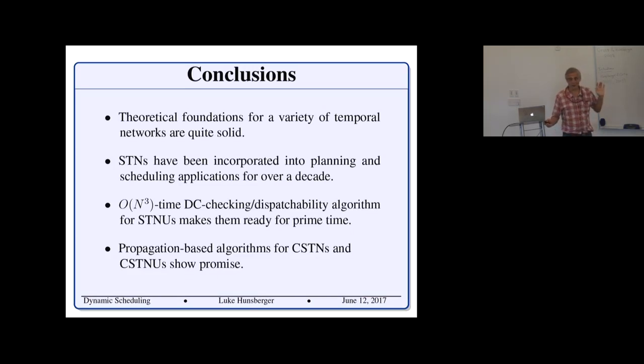So, theoretical foundations for all these kinds of temporal networks is very solid. We did RTEDs, the real-time execution decisions for CSTNUs also in one of our papers. So we have the semantics all taken care of. We have good DC checking and dispatchability algorithms for STNs and STNUs. CSTNs, the propagation-based algorithm, depending on the application, may be useful. We're doing this empirical evaluation this year and next year. And CSTNUs, we just have this new algorithm, and hopefully that will work well.